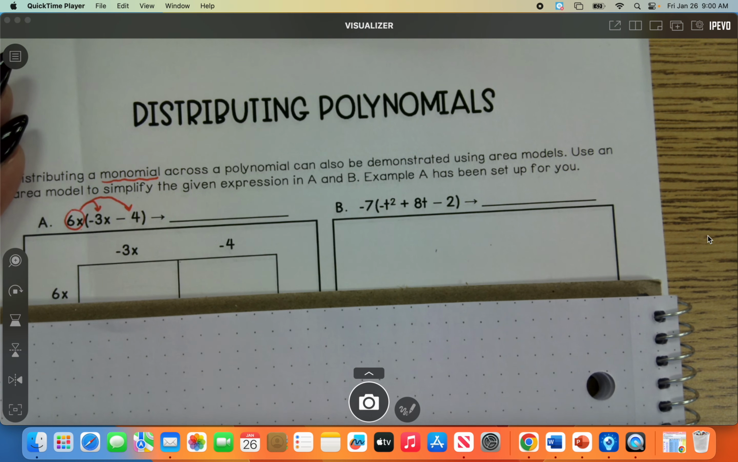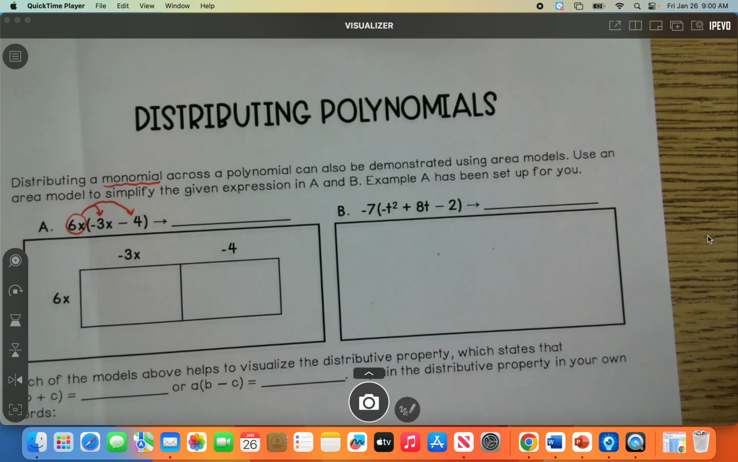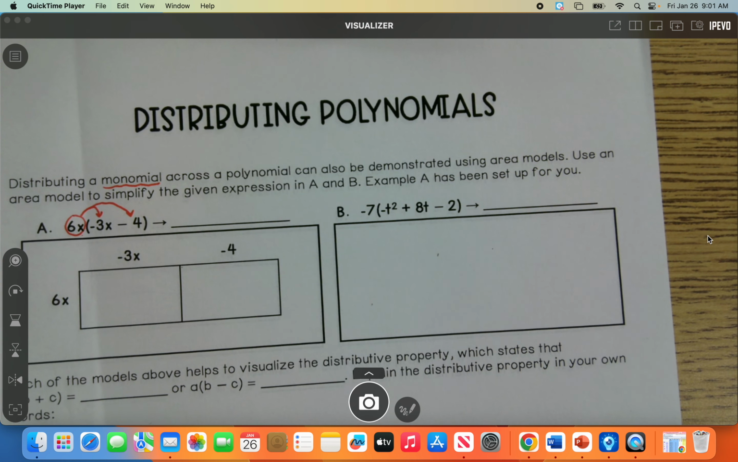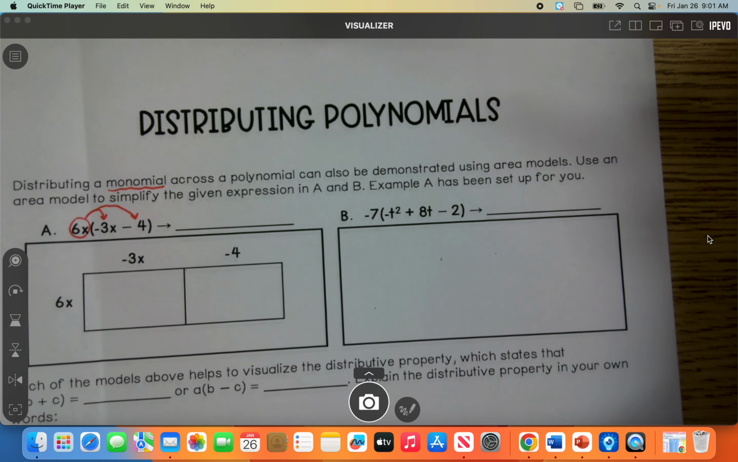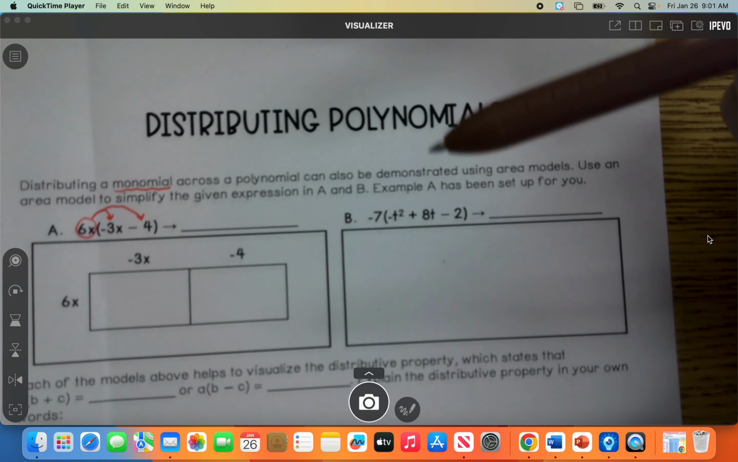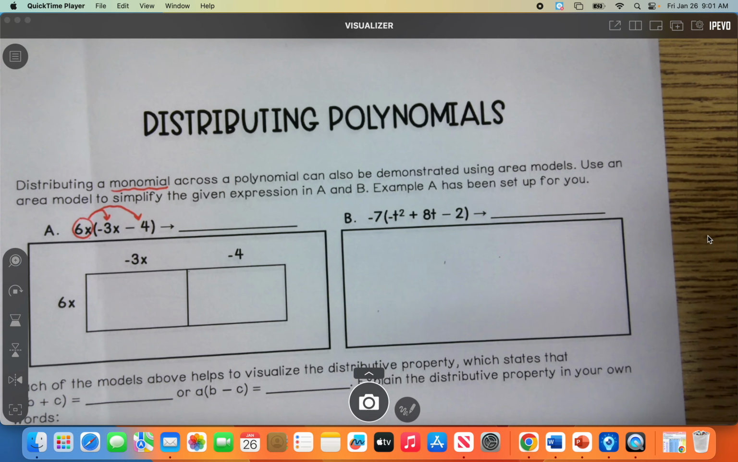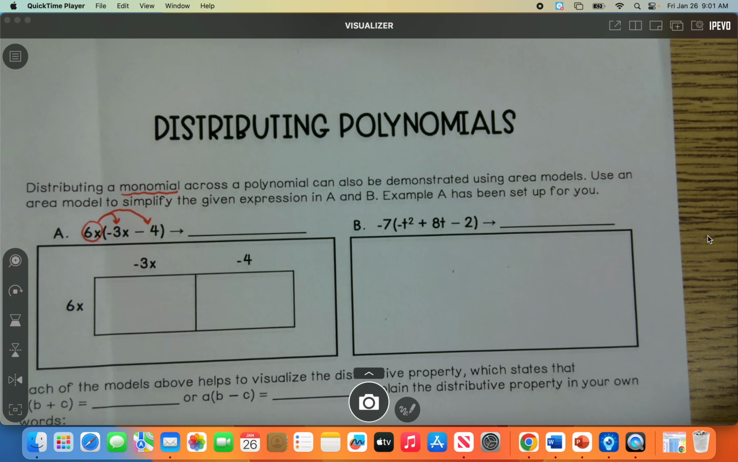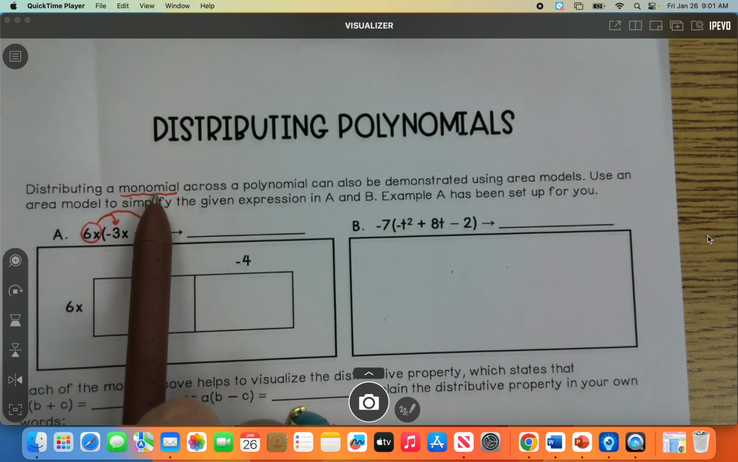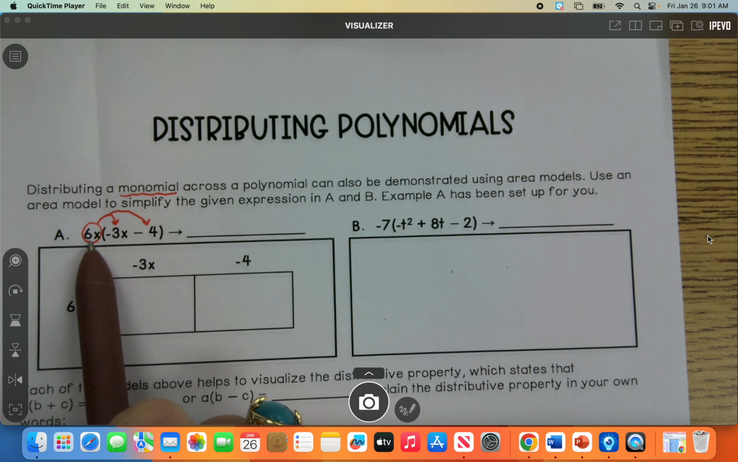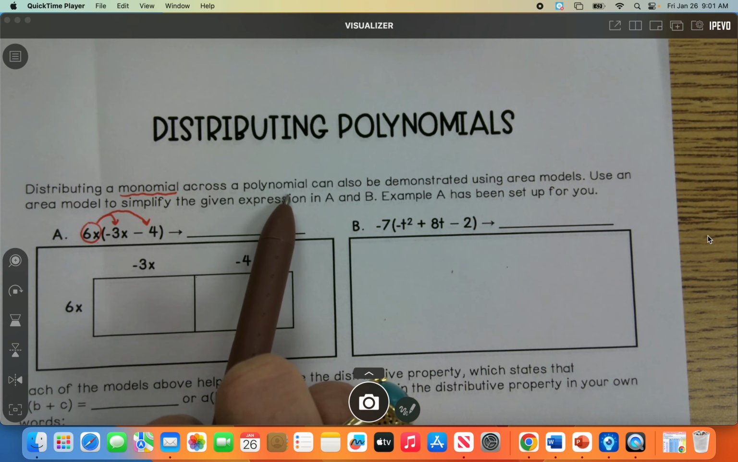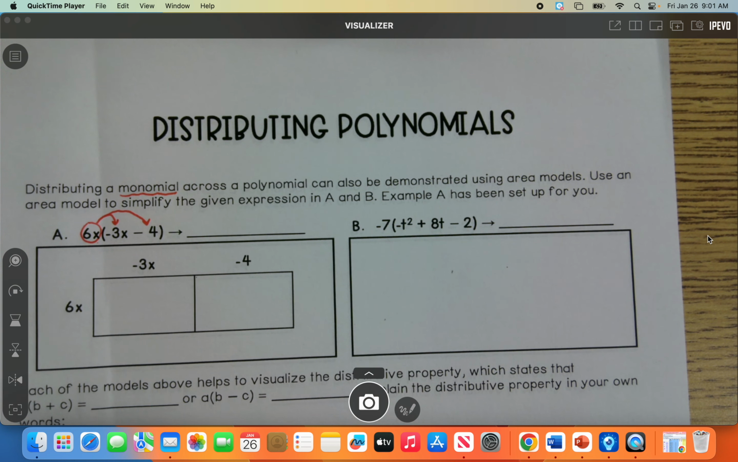We're going to talk about distributing polynomials today, and that's not something new that we're going to learn, but we learned a lot of new names as polynomial, binomial, trinomial. So we're going to use those names while we're distributing polynomials. It says distributing a monomial. Monomial is 6x because it's just one term across a polynomial can also be demonstrated using area model.